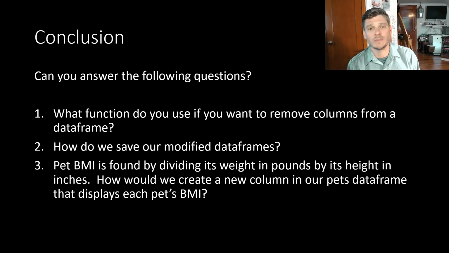And then question number 3, and this one's a little bit more specific. Pet BMI is found by dividing its weight in pounds by its height in inches. How would I create a new column in my data frame that displays each pet's BMI? So if I wanted to create a new column for BMI, then I want to make sure I name that column too, and the way I find BMI is dividing the weight by the height. How would I create that new column?